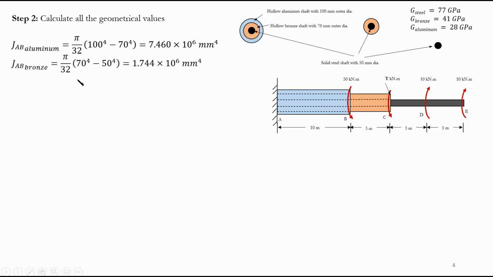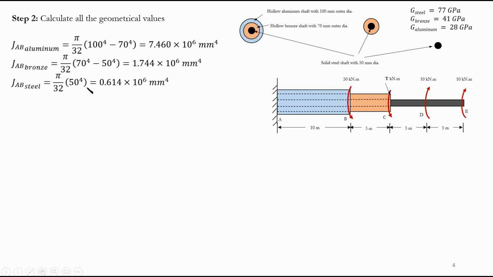Now for bronze, we have pi over 32 times 70 to the power of 4 minus 50 to the power of 4. Why? This is my bronze section, outer diameter 70, inner diameter 50, because my steel shaft has a diameter of 50 millimeter. 70 to the power of 4 minus 50 to the power of 4, I'm going to end up with this value.